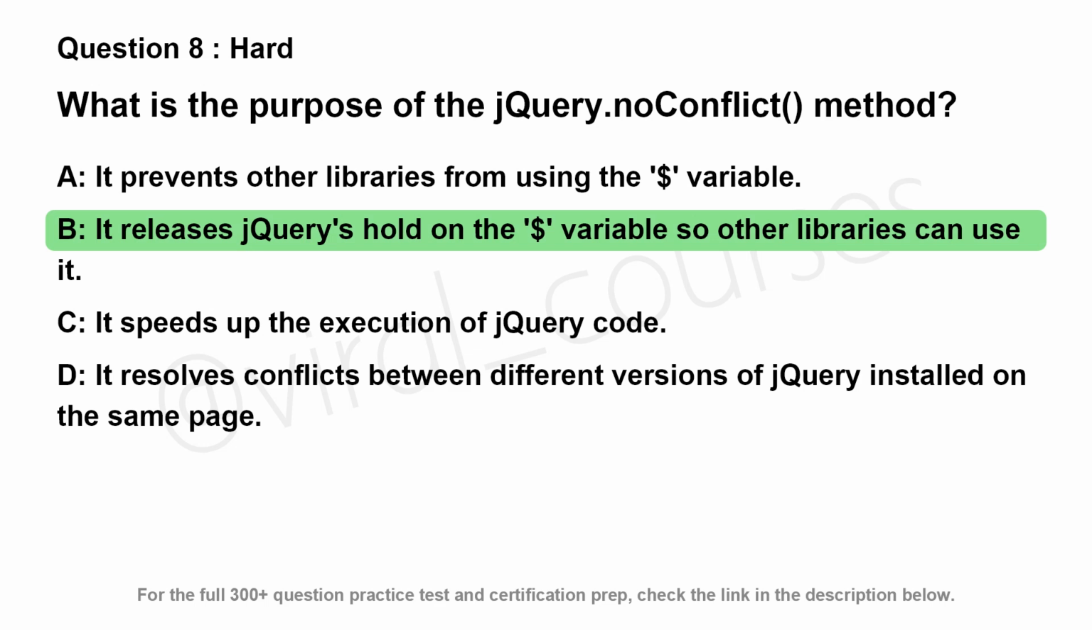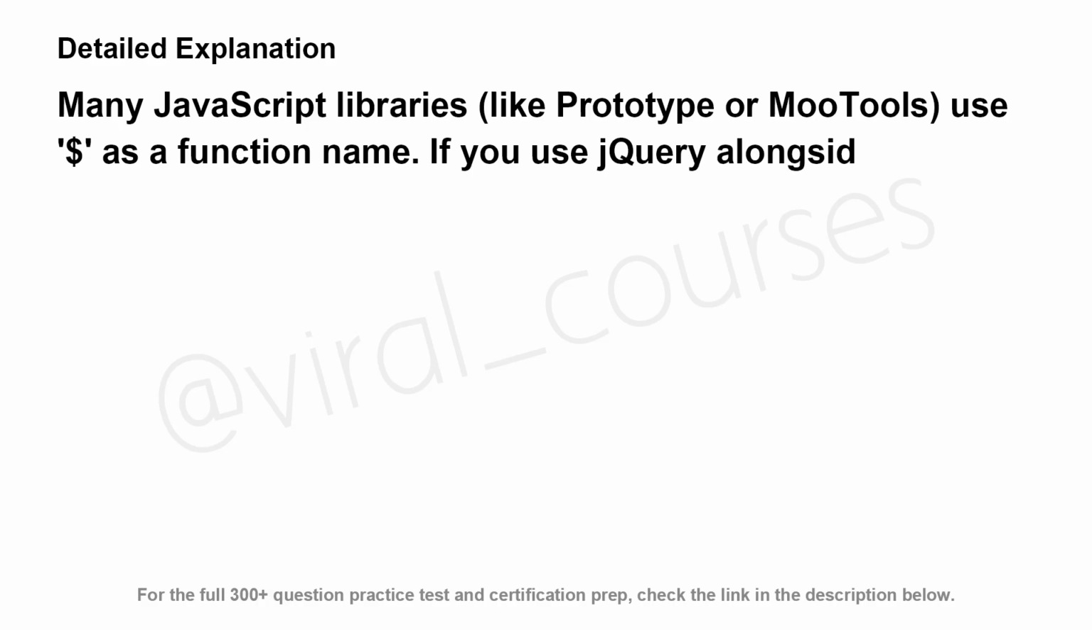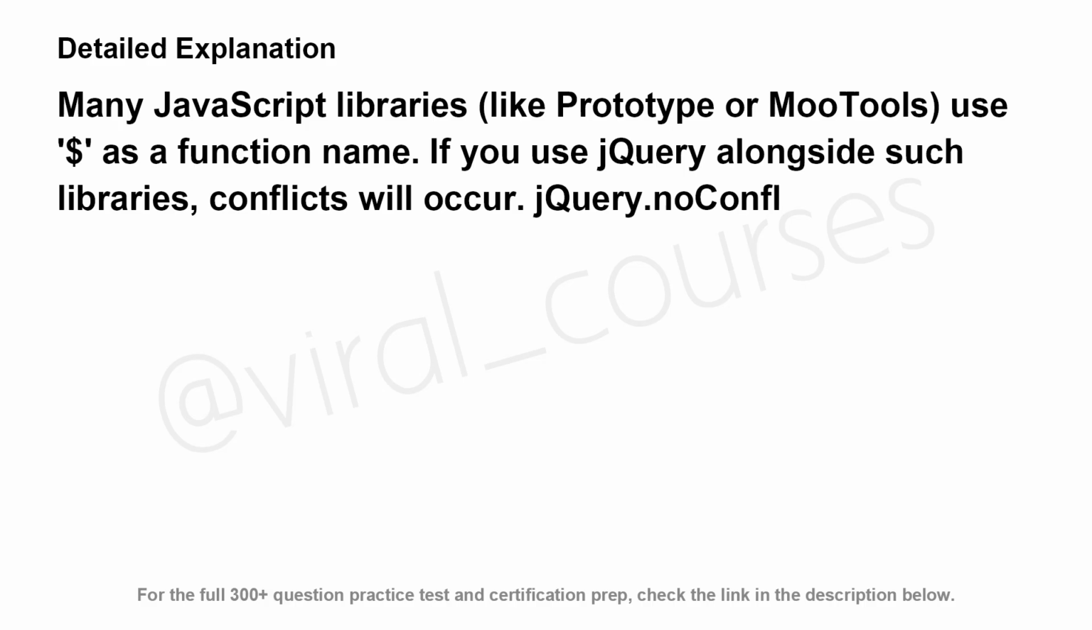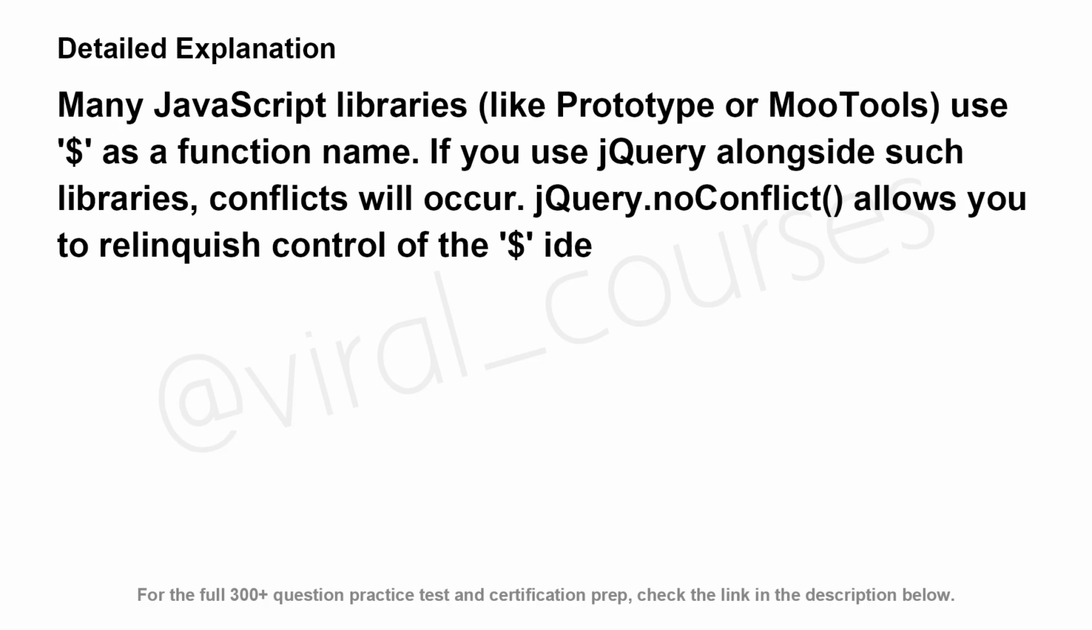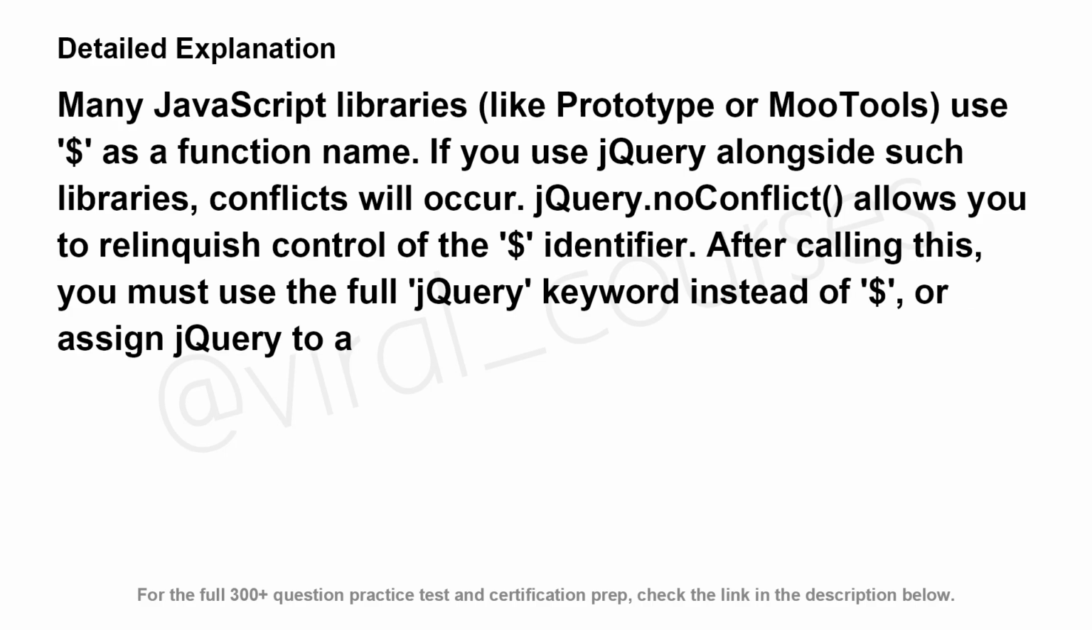The correct answer is B. Many JavaScript libraries, like Prototype or MooTools, use $ as a function name. If you use jQuery alongside such libraries, conflicts will occur. jQuery no conflict allows you to relinquish control of the $ identifier. After calling this, you must use the full jQuery keyword instead of $, or assign jQuery to a new custom variable.